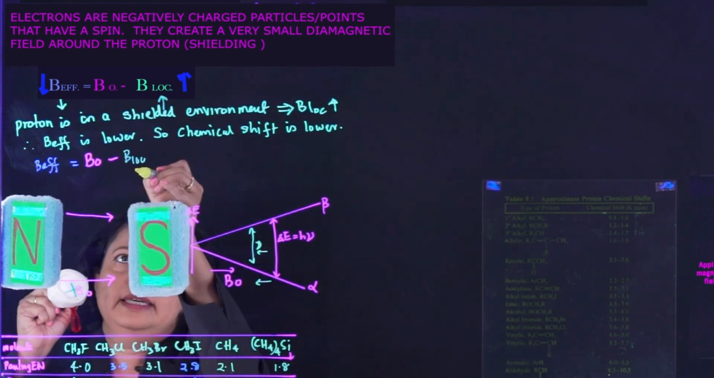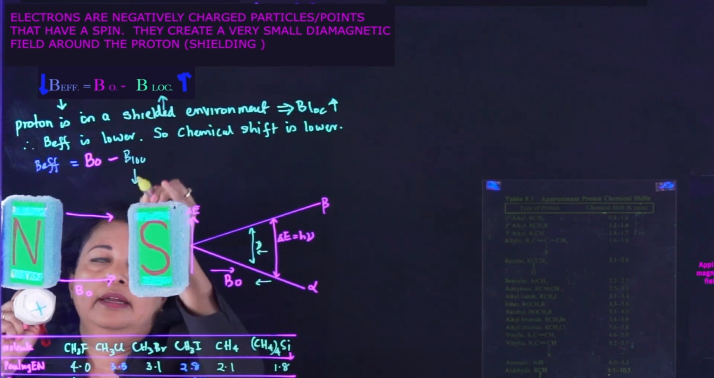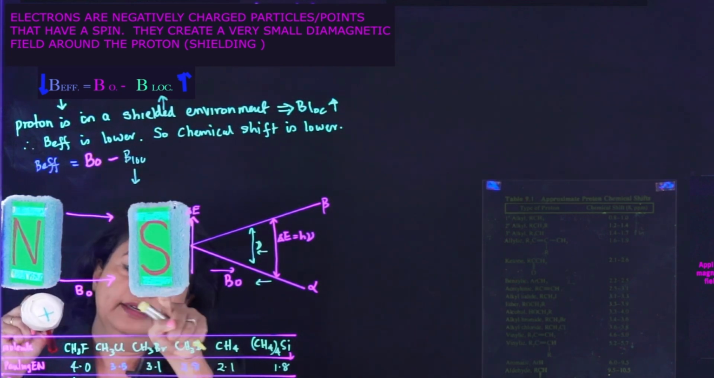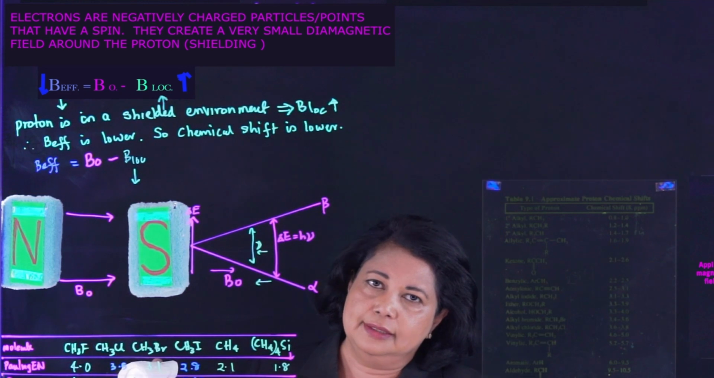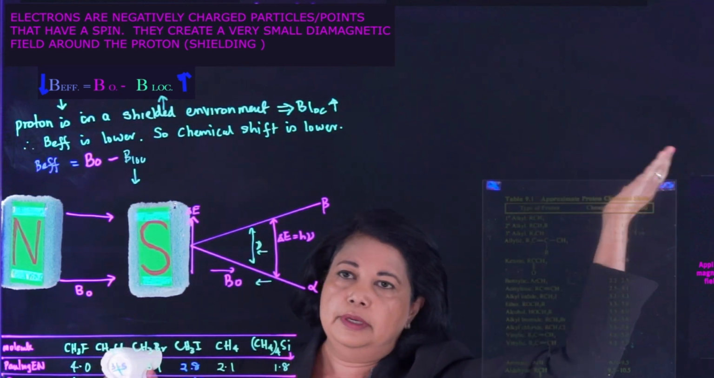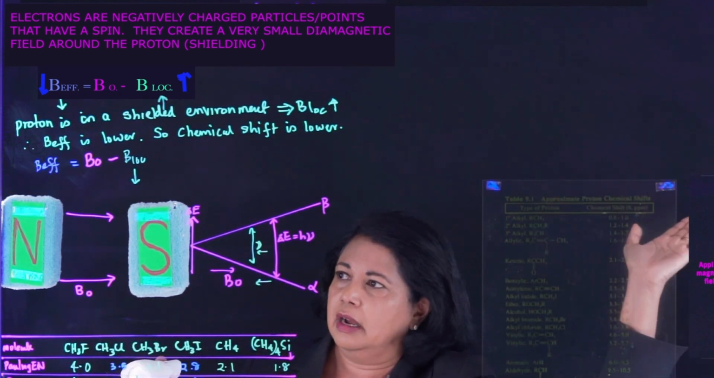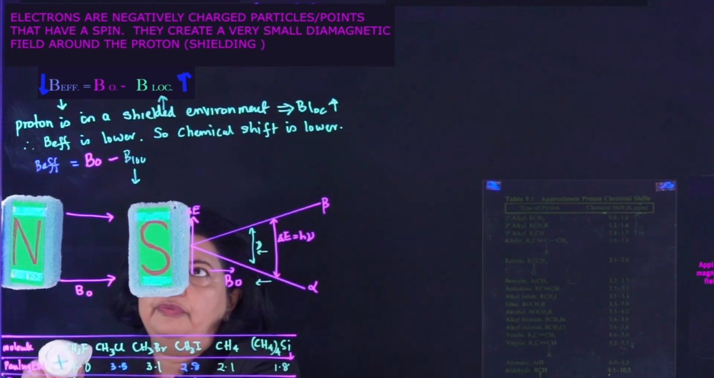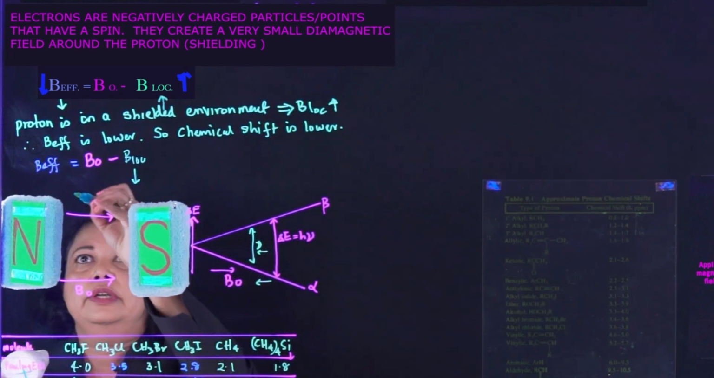The diamagnetic field is going to be lowered. But the machine magnetic field is a constant. That's set by the strength of the magnet. That's a constant. Therefore, the B effective is going to be higher.